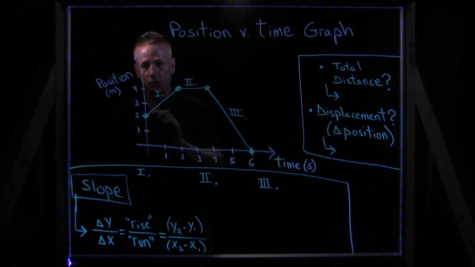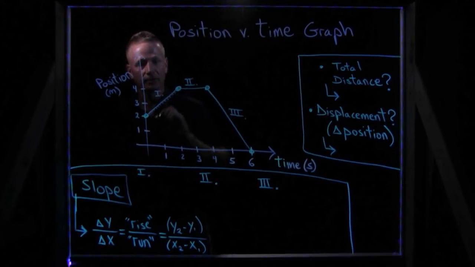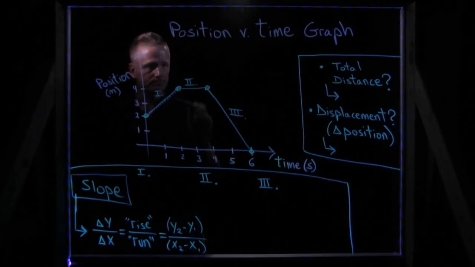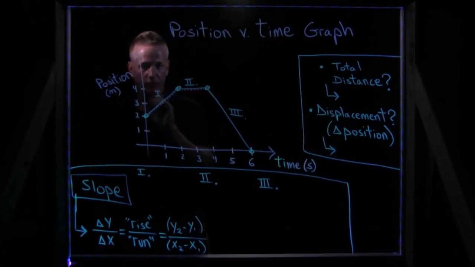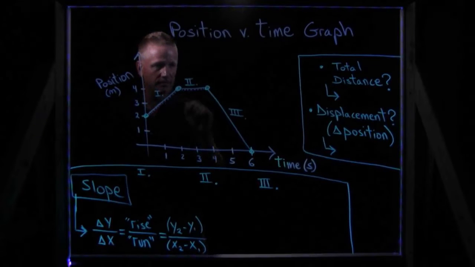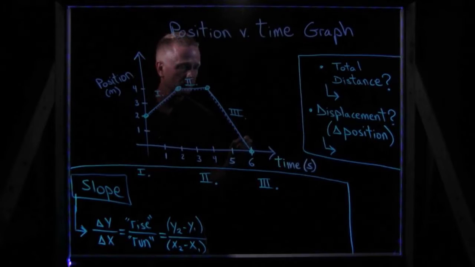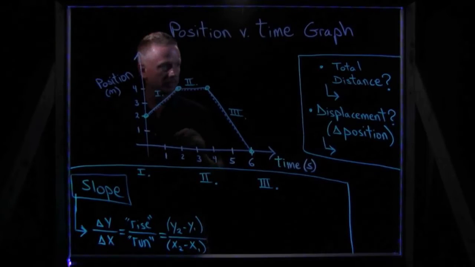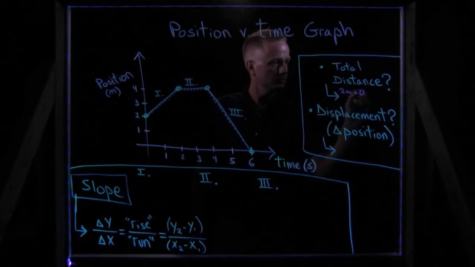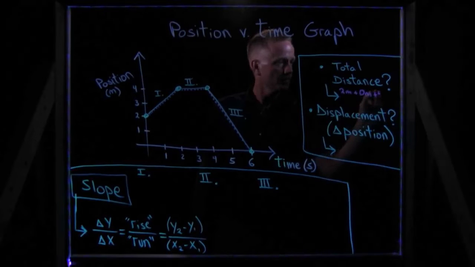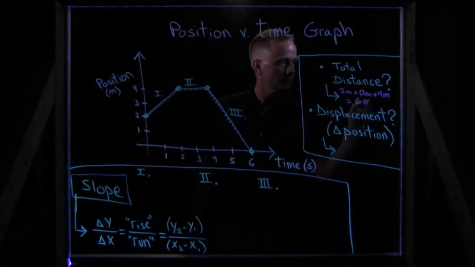If you imagine this is you walking, as you travel from the 2-meter mark up to the 4-meter mark, you can see you've traveled a change of 2 meters. In the next segment, segment 2, you've stayed at the 4-meter mark. You haven't traveled any distance at all. And in the last segment, you changed your position from the 4-meter mark to the 0-meter mark. So you can make the argument that you have traveled 2 meters plus 0 meters plus 4 meters, which is a total of 6 meters.